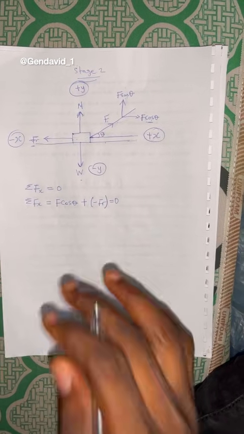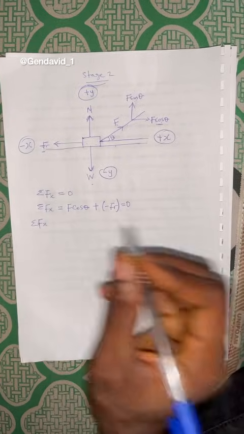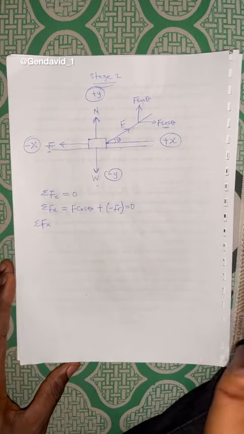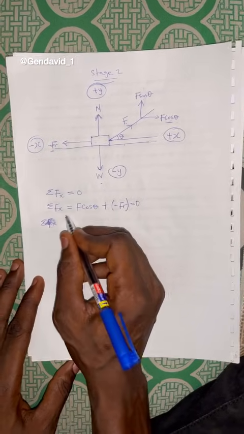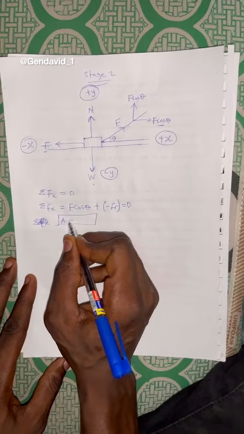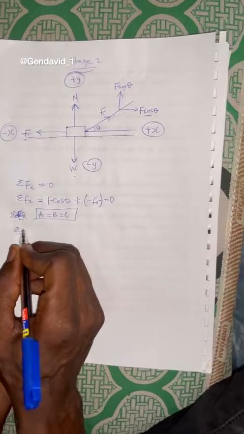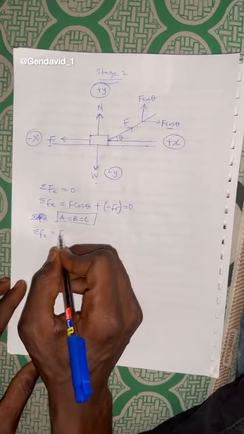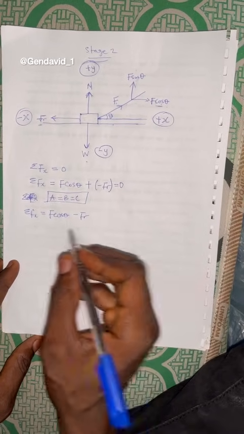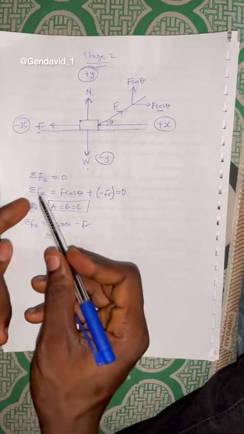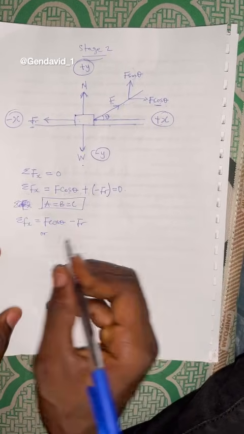Now if this one is equal to 0, I will now have summation Fx. Like I did for the previous one, I can say summation Fx, let me do it again. As I said, A can be equal to B, in which B can also be equal to C. According to this, I can say that summation Fx is equal to F cos theta minus Fr. I'm using this and this. You can say that this is equal to this, or that this one is equal to this as well.